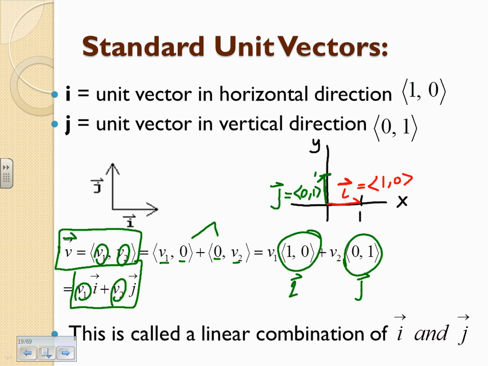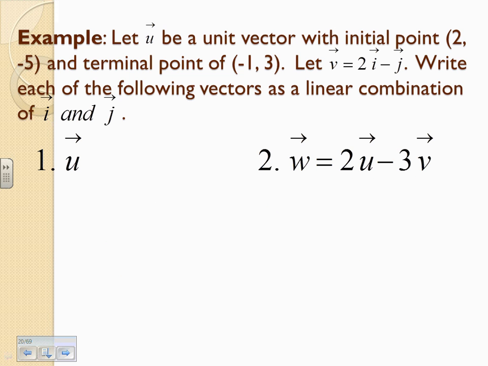So, let's look here. It says u is going to be a unit vector with the initial point (2, negative 5) and terminal point (negative 1, 3). Right? Each of the following vectors is a linear combination, and we can get to v. So let's do u first. Let's first put it in component form. And then we can do the linear combination, or standard form.